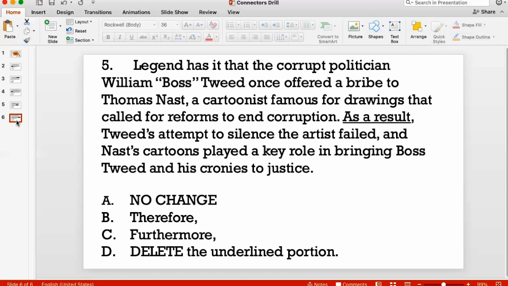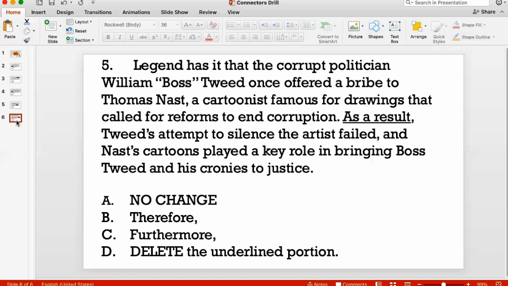And the second line is saying that Tweed's attempt to silence the artist failed. So Tweed was not able to silence Thomas Nast. Thomas Nast did not accept the bribe. And the cartoons ultimately did play a role in bringing Tweed and his cronies, his associates, to justice. So I'm kind of giving a chronology, right? This passage is about a chronology of events. The first sentence talks about Boss Tweed possibly offering a bribe to Thomas Nast to stop drawing cartoons, and the second sentence saying that that attempt failed.